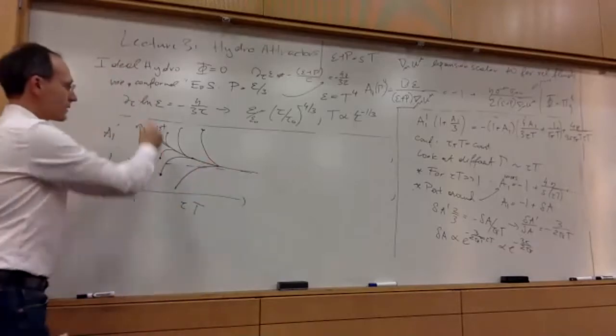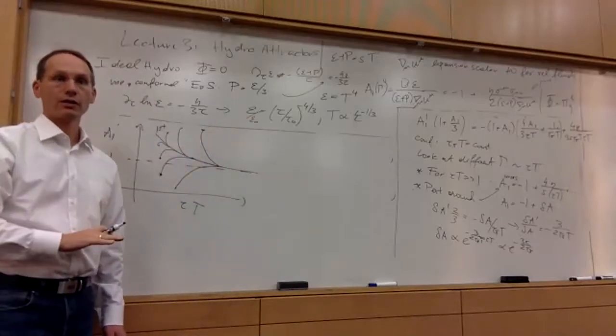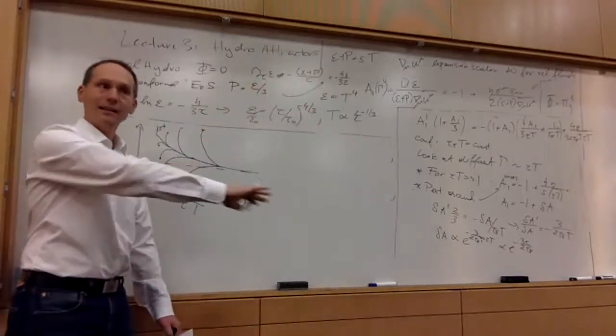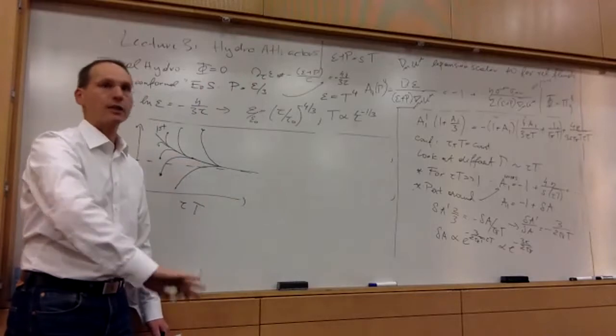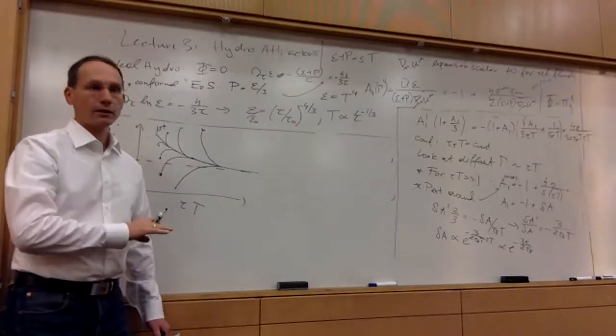So in this sense, this curve here that we're calculating is the attractor for arbitrary initial conditions, because we can show that arbitrary perturbations around it, at least in the late time limit, decay exponentially. So that's why A1 is called an attractor.